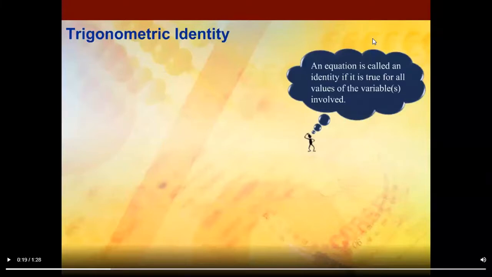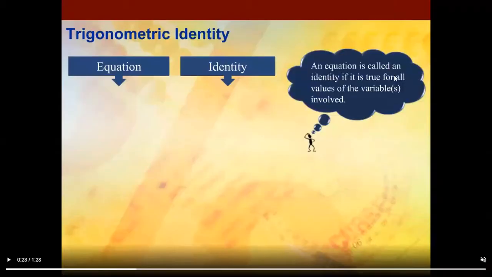You are already familiar with the basic trigonometric ratios. We will now learn about some useful trigonometric identities. Now recall, an equation is called an identity if it is true for all values of the variable or variables involved. Now what is the difference between an equation and an identity? So let's find out with the help of some examples.